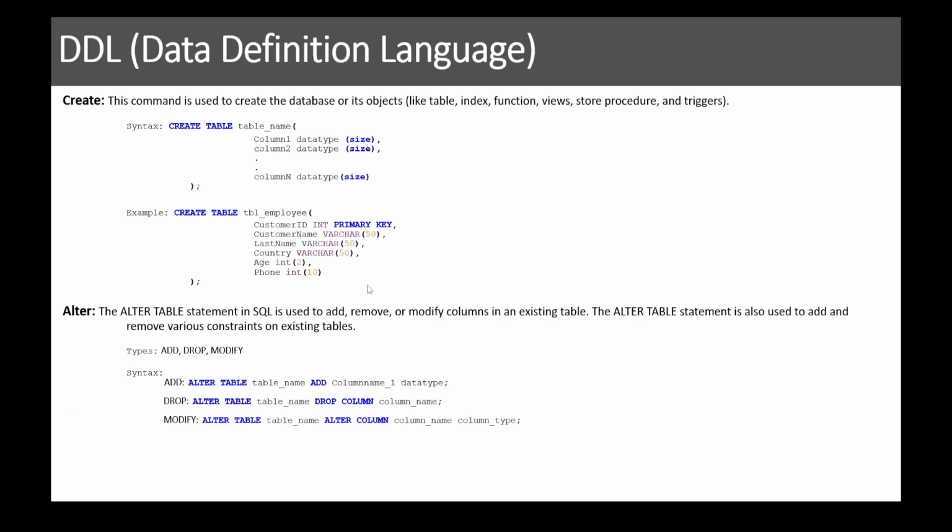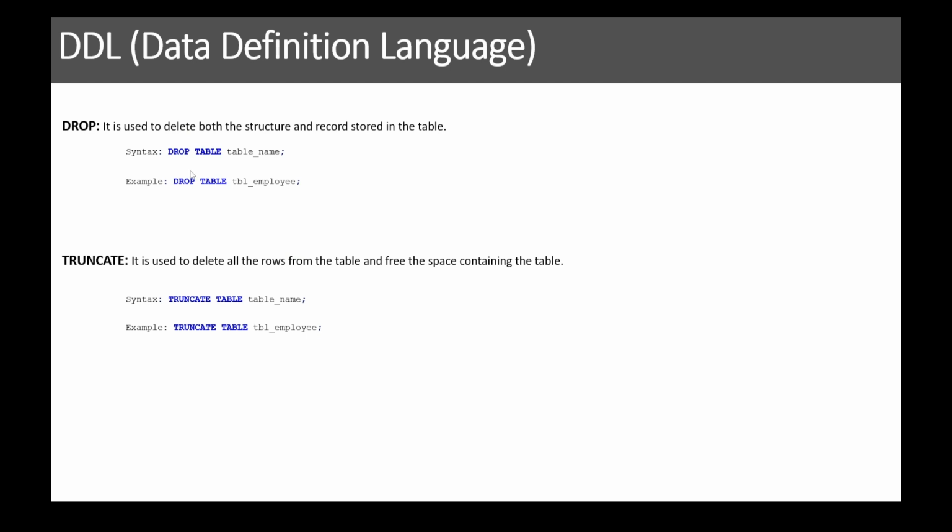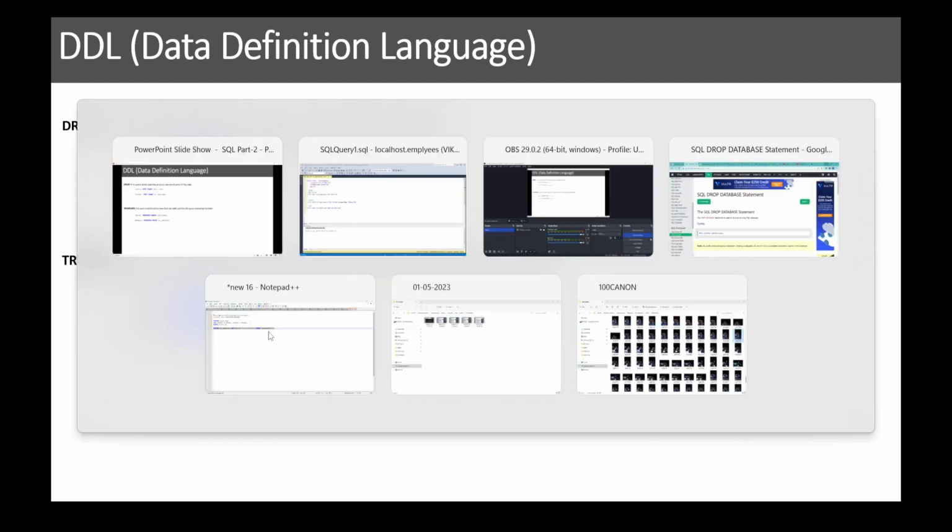Next, in DDL the next statement is drop. Drop is used to delete both the structure and records stored in a table. But before discussing drop, we'll discuss truncate. Truncate is used to delete all the rows from the table and free the space containing the table. The syntax is TRUNCATE TABLE table name. It means I'm saying to truncate the data inside the TBL employee table. We'll see how we can do that.